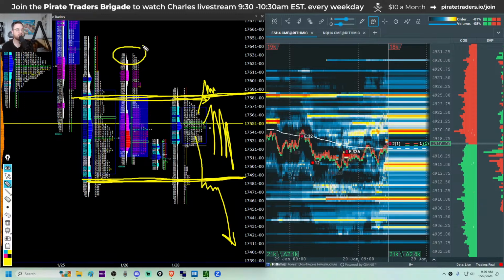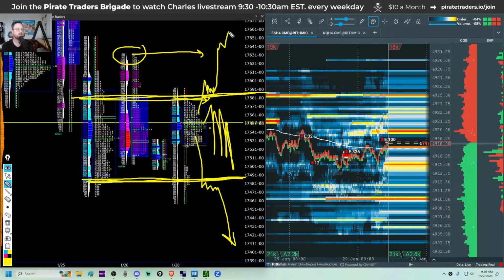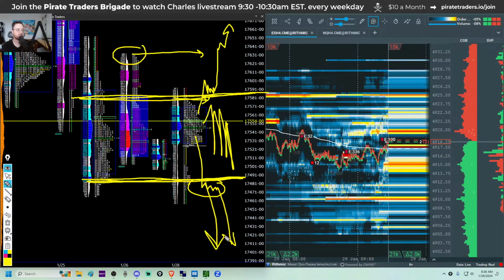to test yesterday's high, Friday's high, which is around 17,632. Okay? If they get above there, it's bullish as can be. And if they get below this area around 81 and get new selling, that is just bearish for a larger pullback.